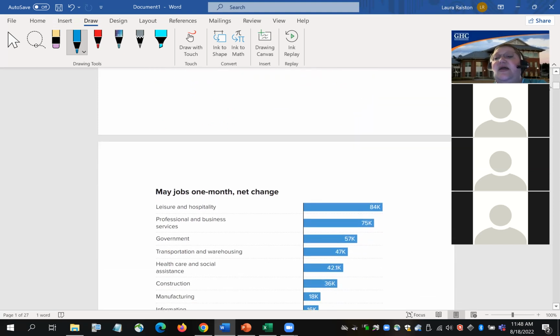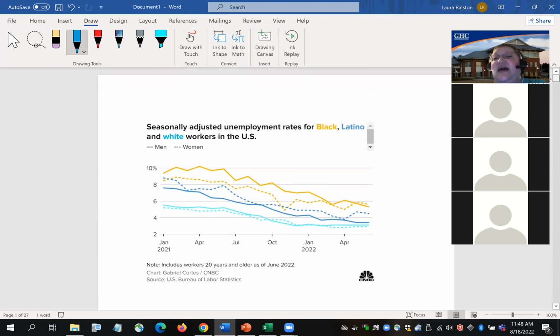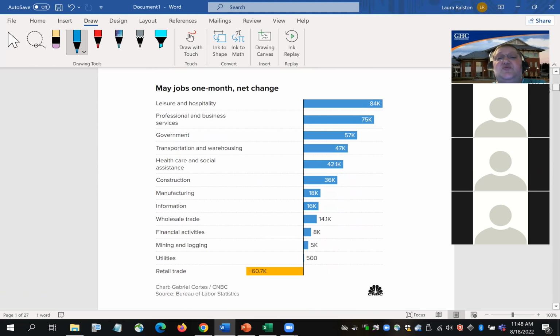That one, by the way, I assume you recognize that as a line graph, guys. Here's one that's a bar graph. It's also from CNBC. Again, if we look at the title, this is May, and I believe this is May of 2022. Jobs, one month net change, how the job market changed in these various areas. This is by the same author, and again, it gives us the source of the information. Okay, so take a minute.